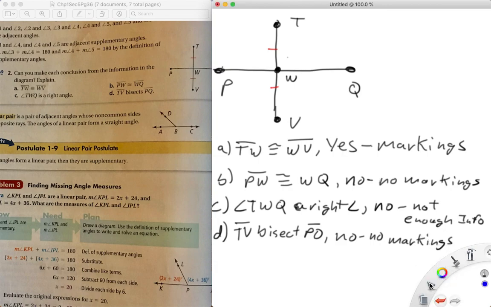If TV did cut PQ in half, I would have markings like that that would tell me, oh, they're the same, so it's been cut in half, it's bisected. But since I don't have that, then I don't have enough information. It's not there. I don't have enough information to say that it is, so I have to say no, I don't have enough information. Okay.